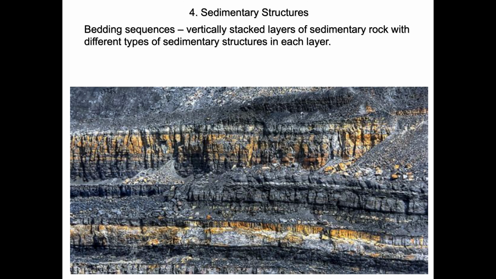When we talk about sedimentary structures, we talk about bedding sequences. Bedding sequences are vertically stacked layers of sedimentary rock with different types of sedimentary structures in each layer. So these represent a changing environment. And in the case where they're repeated, like we see here, this bed and this bed look similar. We've gone from the conditions that produce this bed to alternate conditions, and then back to the conditions that produced this bed again. This may happen over and over and over again, tens or dozens or hundreds of times in a rock sequence.